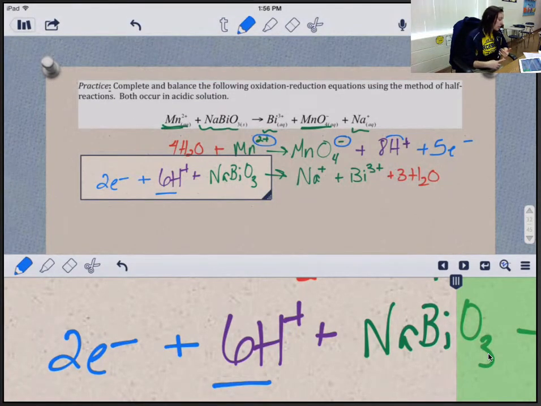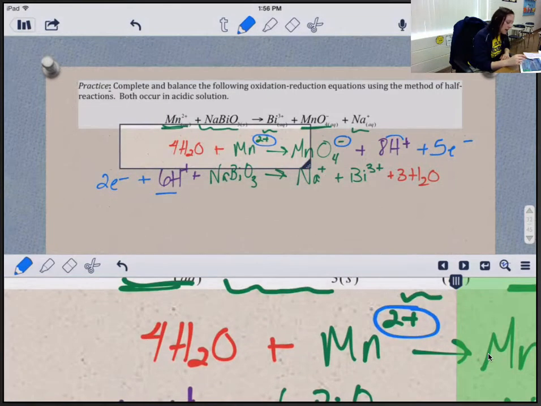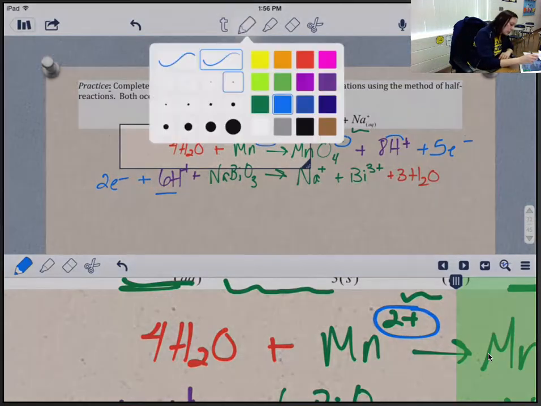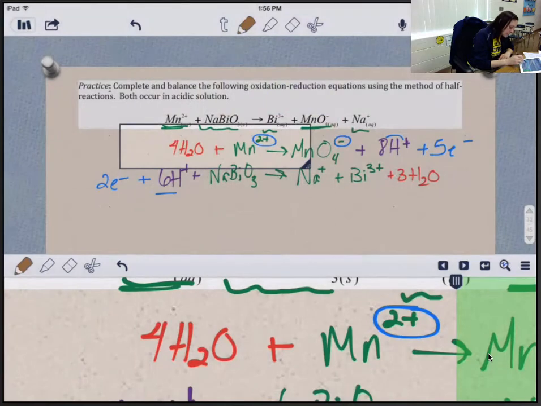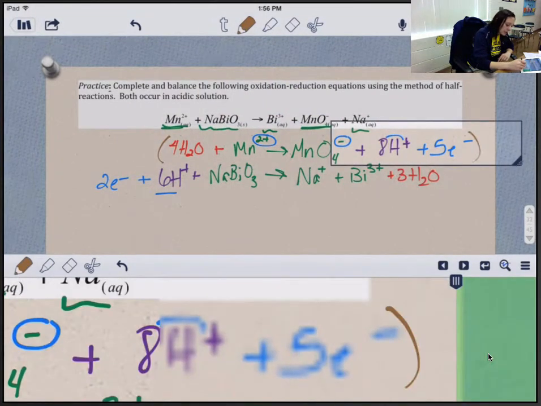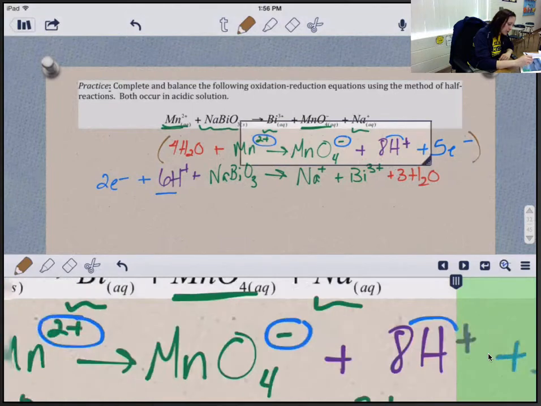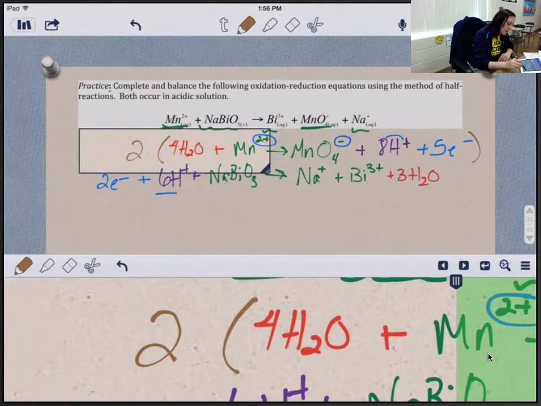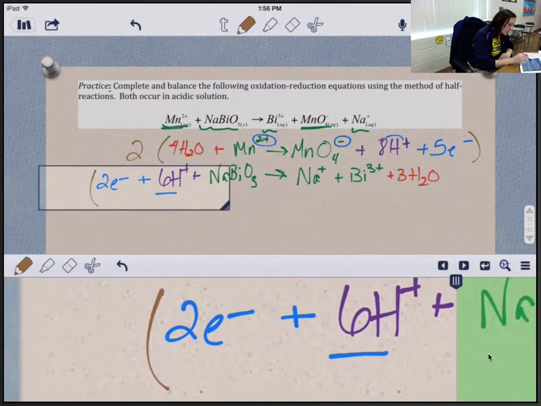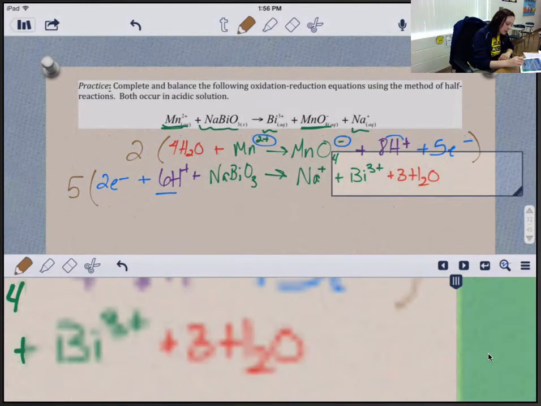So that brings us to the next step, where it says you have to equalize the electron number. If I'm gaining 5 on the top one and using 2 on the bottom one, I have to find my common denominator so that my electron number is the same and my electrons will cancel. So what you do is multiply this top equation by 2 and multiply your bottom equation by 5. Then my electron number will be the same.